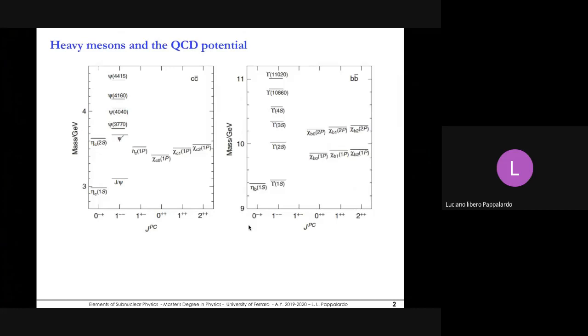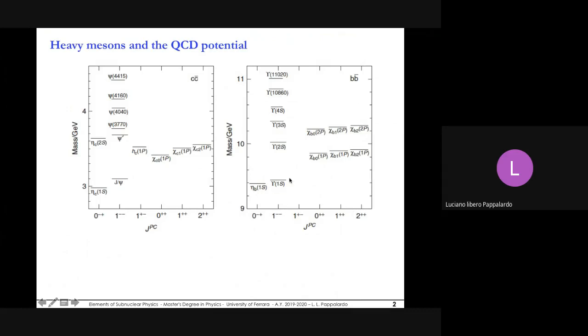So let's start with heavy mesons and the QCD potential. Here you recognize the spectrum of the charmonium on the left and of the bottomonium on the right, where charmonium and bottomonium, as you know, are bound states of c anti-c quarks and b anti-b quarks. Here you see essentially the lowest energy states with the corresponding quantum numbers. We recognize the J/psi, for instance, for the charmonium and all its excited states, and the upsilon states.